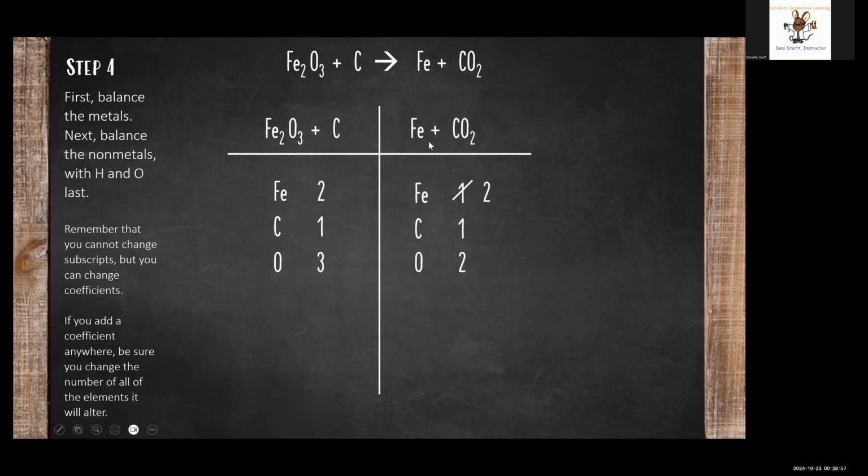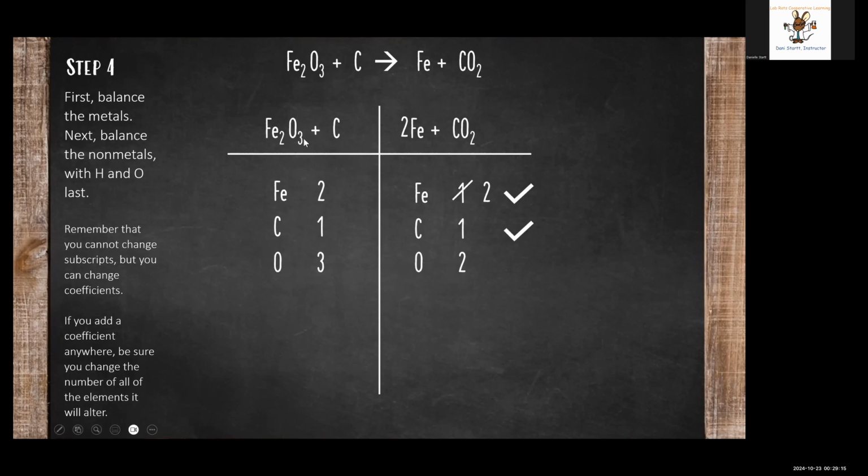We can't add a subscript. We can add a coefficient. There it is. 2 iron. All right. Good. 2 and 2. Check. Moving on. Carbon. We have 1 carbon. We have 1 carbon. Are we good? All right. We're good. Moving on.